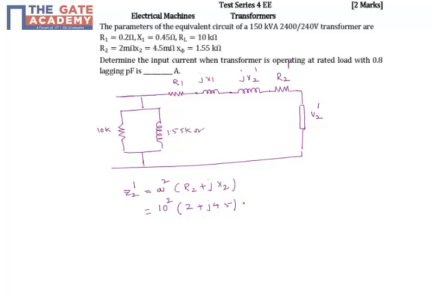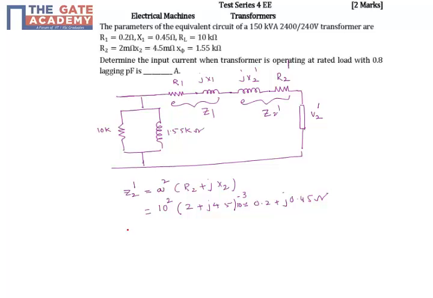This value is given all in milliohms, so times 10 power minus 3, so its value is equal to 0.2 plus j0.45. So this is Z2 dash, this is Z1.